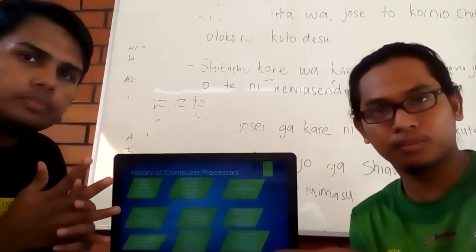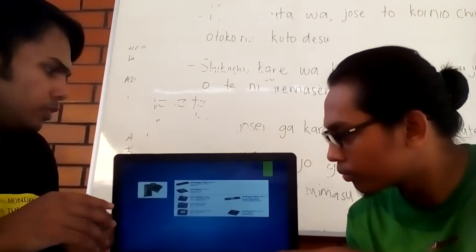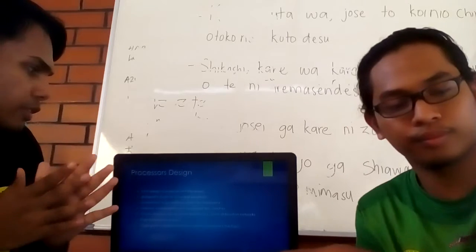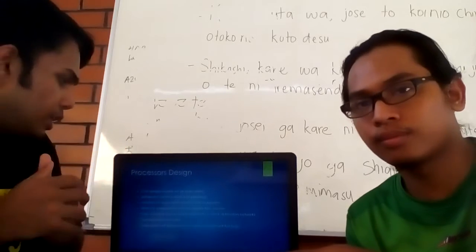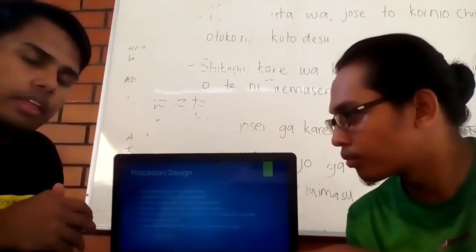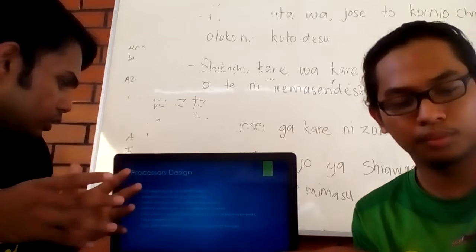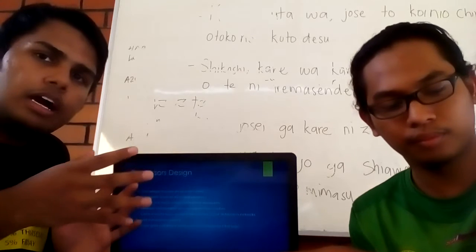Next. These are the images. Processor designs. CPU designs focus on main areas, which are data paths, control units, memory components, clock circuits, and logic pads.